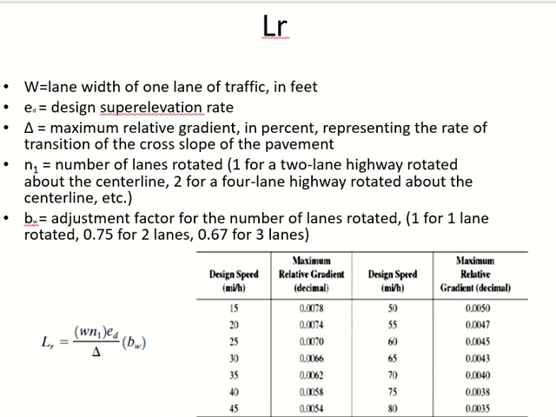Now my superelevation is 4%. Lane width is 12 feet. I'm rotating 2 lanes from the center. Total was 4, I'm rotating 2 from the center. That's why. Anything else you need? Tell me, how much is LR? BW for 2 lanes, how much? 0.7.